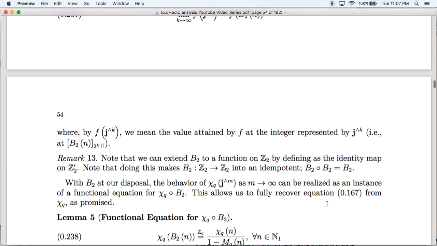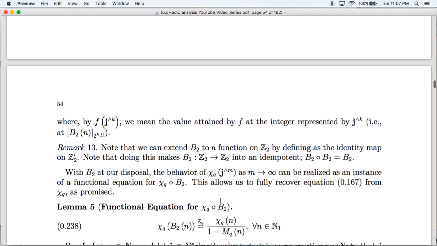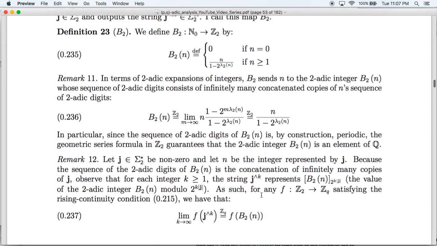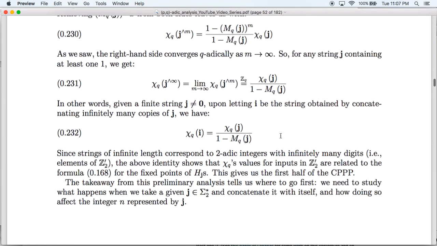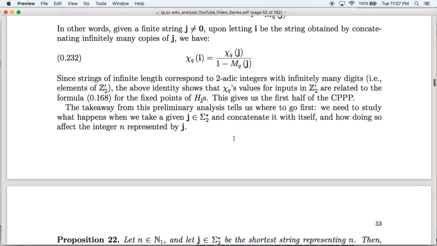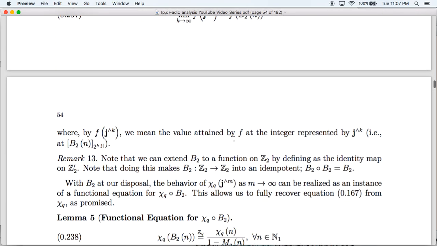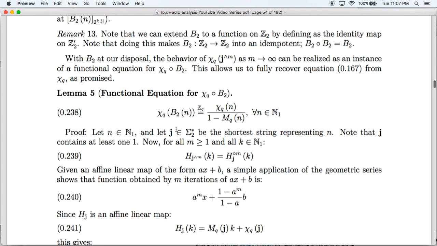So with B2 at our disposal, this behavior of chi-q of bold j, as we concatenate j with itself infinitely many times, can be realized as an instance of a functional equation for chi-q of B2. This then allows us to recover the denominator formula that was too messy to work with. It allows us to recover it completely. And so the equation is this.